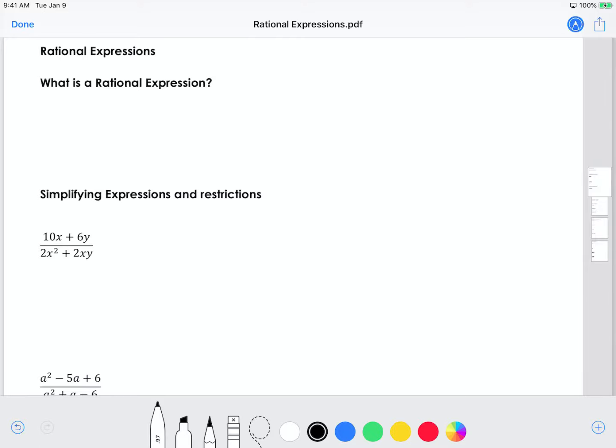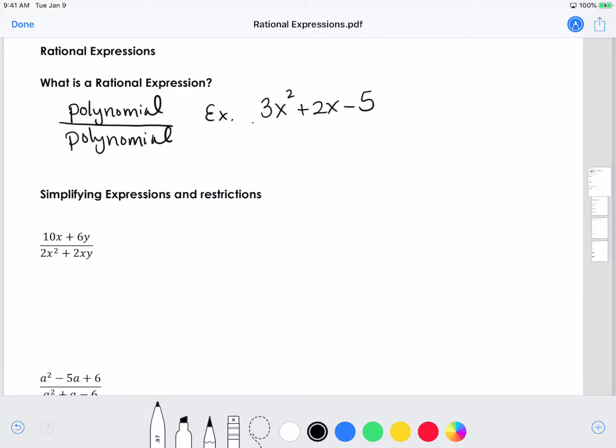In this video, we're going to introduce you to rational expressions. A rational expression is when you have a polynomial divided by another polynomial. So for example, if I had 3x squared plus 2x minus 5, that's a polynomial, and I'm going to divide it by another polynomial, let's say x plus 1.